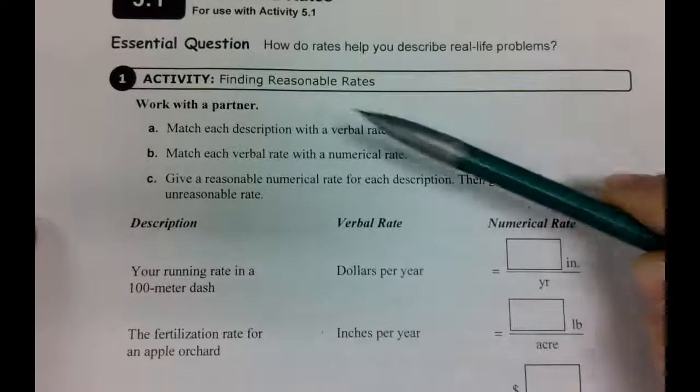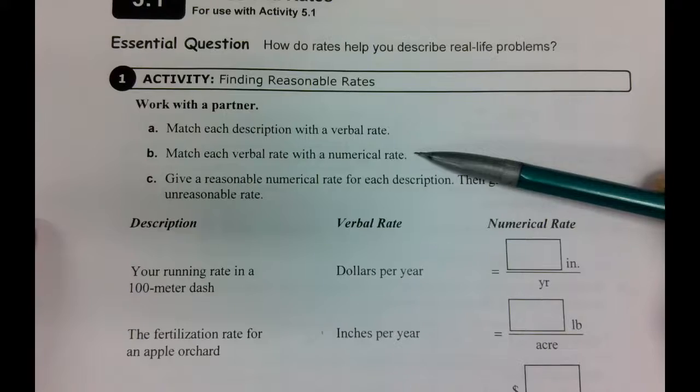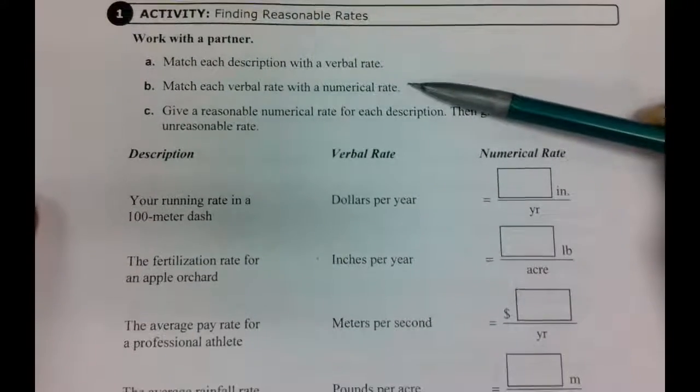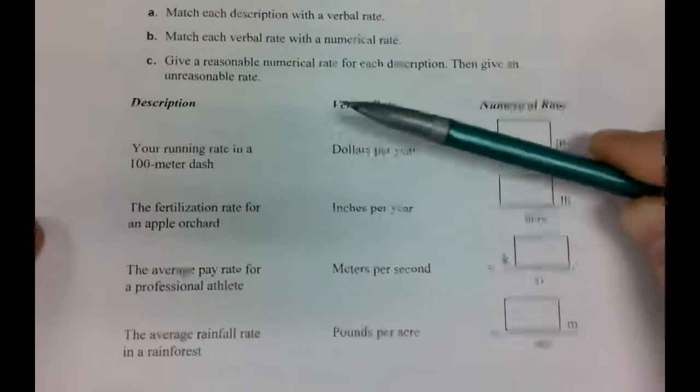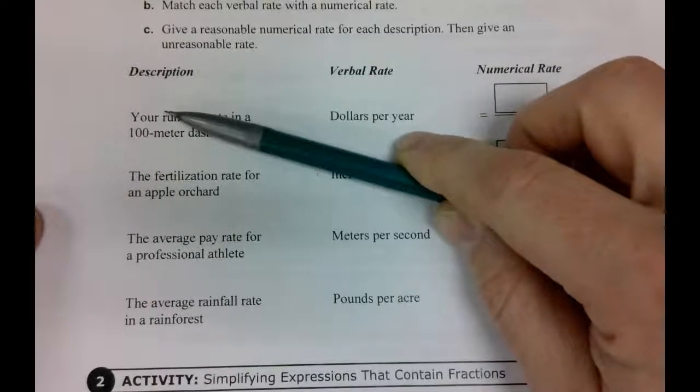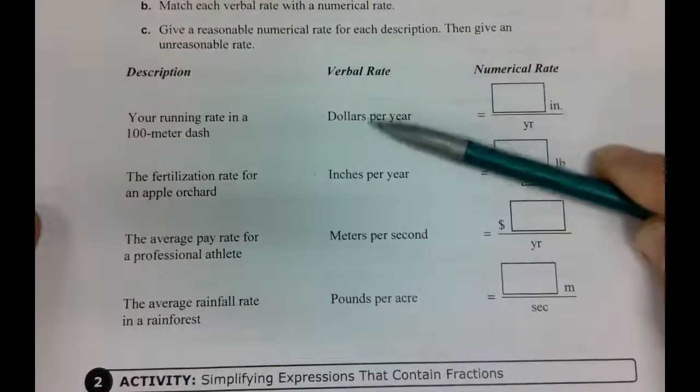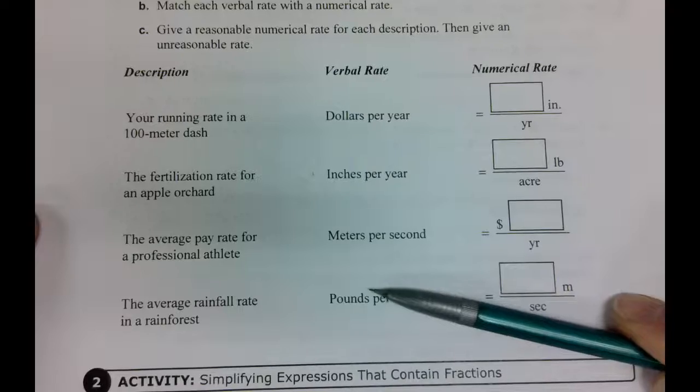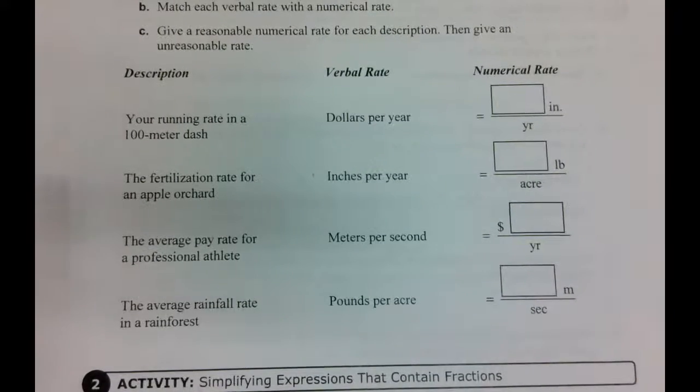Match each description with a verbal rate. Match the verbal rate with the numerical rate. That's what we're going to do first. A and B. What that's talking about is it says take one from this column, where the description is, match it with one in the verbal rate, and then match that as well with the numerical rate. Let's walk through one together.